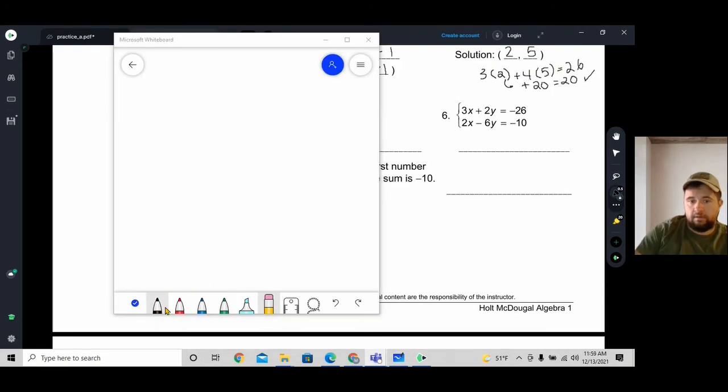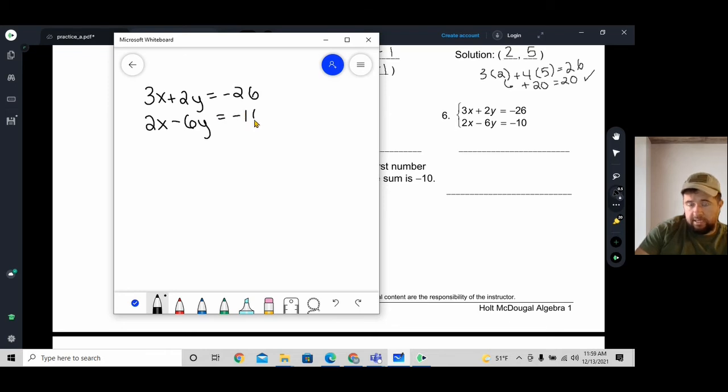We're going to look at the next problem. We have 3x plus 2y equals -26. We have 2x minus 6y equals -10. If you notice, I do not have two perfectly offsetting variables, but I do have a positive y and a negative y. So what I'm going to do is take this entire top equation and multiply it by 3, because when I do that, this will happen.